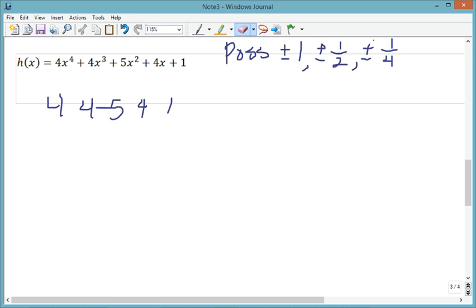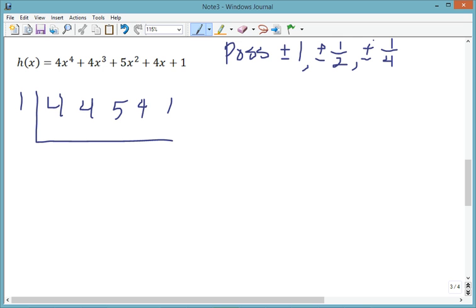Man, I don't know why I'm getting so many. Okay, so if I try 1, 8, 8. Oh, wait a second. I don't want to try 1. Let's look at this a little bit closer. How many positive zeros are there? Do you notice that all the signs are positive? There are no negatives, so that means there are no positives. I don't want to try any positive numbers. I just want to try negative numbers. So let's try negative 1.